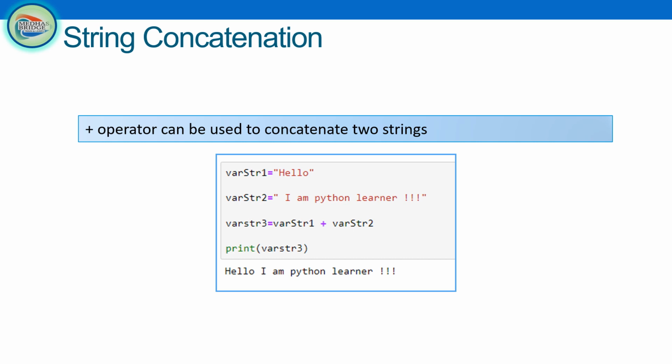String concatenation. Plus operator can be used to concatenate two strings. Here are the two strings, and two strings get concatenated and assigned to a third variable. When you print, the concatenated string gets displayed.